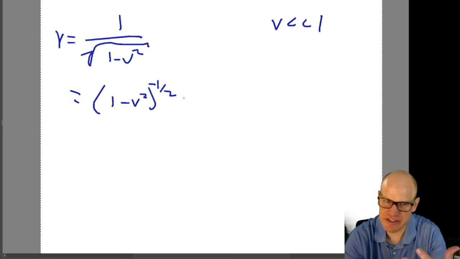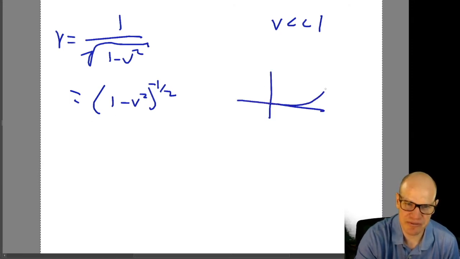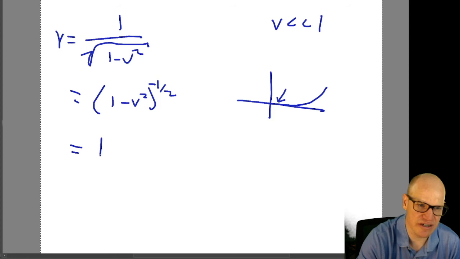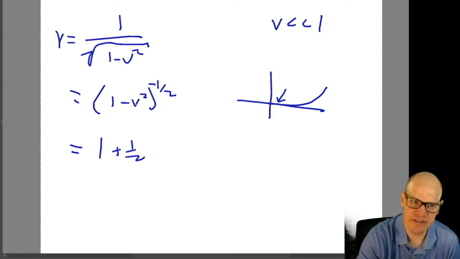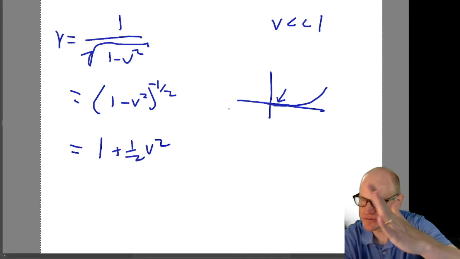When you do a Taylor expansion, when you approximate this, what's the linear approximation to this curve? So here's that curve, it has this shape. What's the linear approximation down here? What line fits through that point? And you can follow the Taylor formula and you get 1 plus 1/2 v squared. So this looks like a parabola down here at the bottom, which makes sense because it's a curve.